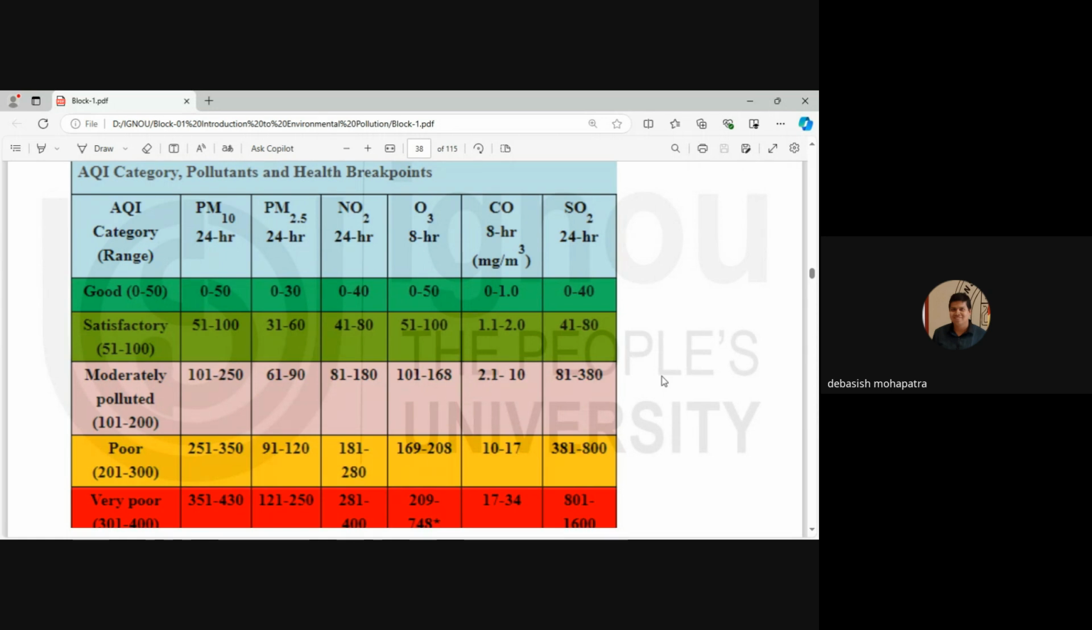Okay. So if it is green, then it is good. If it is a little less green, it is satisfactory. If it is pink, then it is moderate. If it is orange, then it is poor. And if it is red, it is very poor. The air quality is very poor.